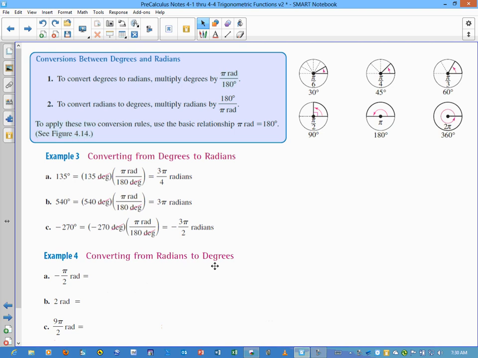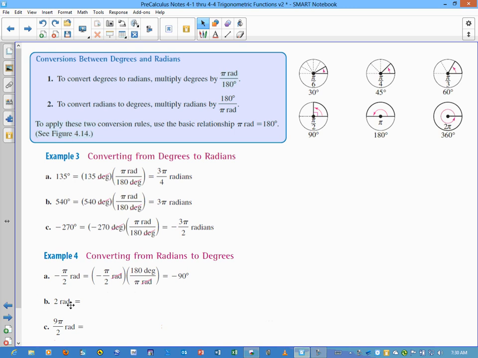Converting from radians to degrees, exact same idea, but this time we want the radian in the denominator. So negative pi over 2, we want to multiply by 180 over pi. Notice how the radians cancel out, but also in this one, the pi's are going to cancel out as well. And we're going to end up with a negative 90 degrees.